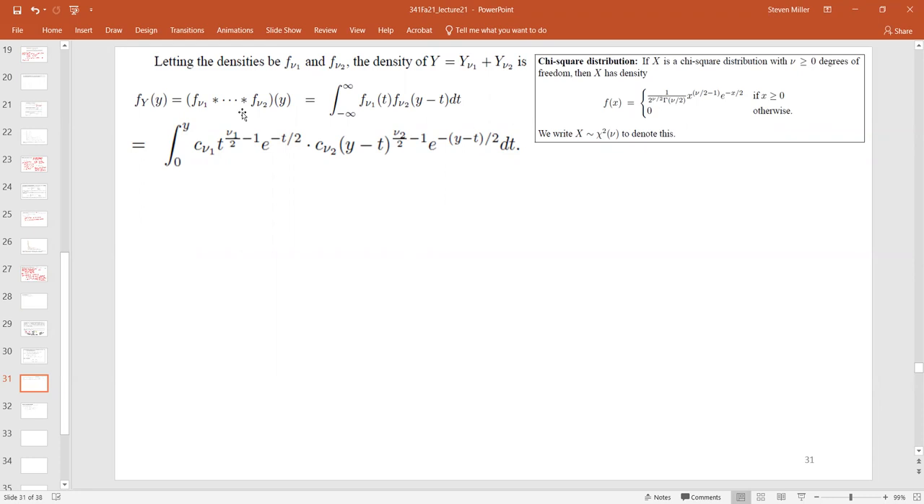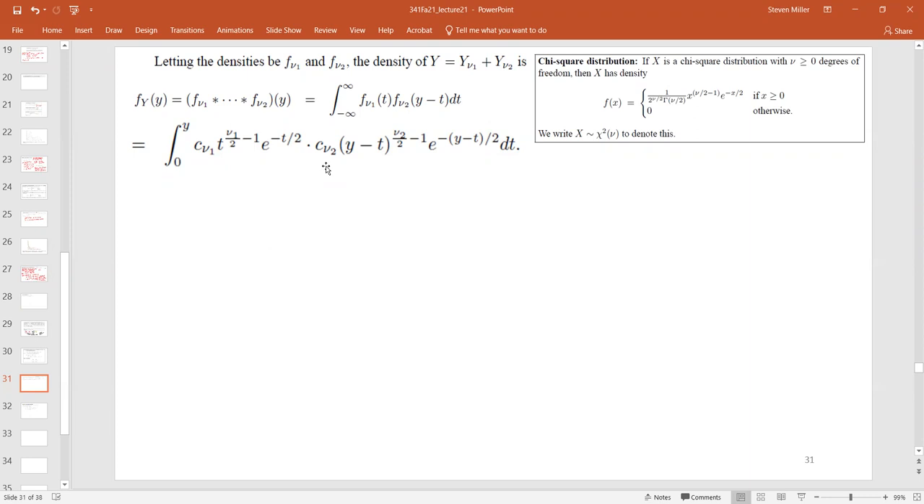And so now let's look at the integral that we need to do. So here again is our friend, the definition of a chi-squared random variable. I really don't want to keep writing the density constant, so I'm going to just call it C sub nu. And so for the first one, I get C nu 1, and then I'm evaluating the density at t. So I have t to the nu 1 over 2 minus 1, e to the negative t halves. And then I have C nu 2. And now, because I have y minus t, I get y minus t to the nu 2 over 2 minus 1, e to the negative y minus t over 2.